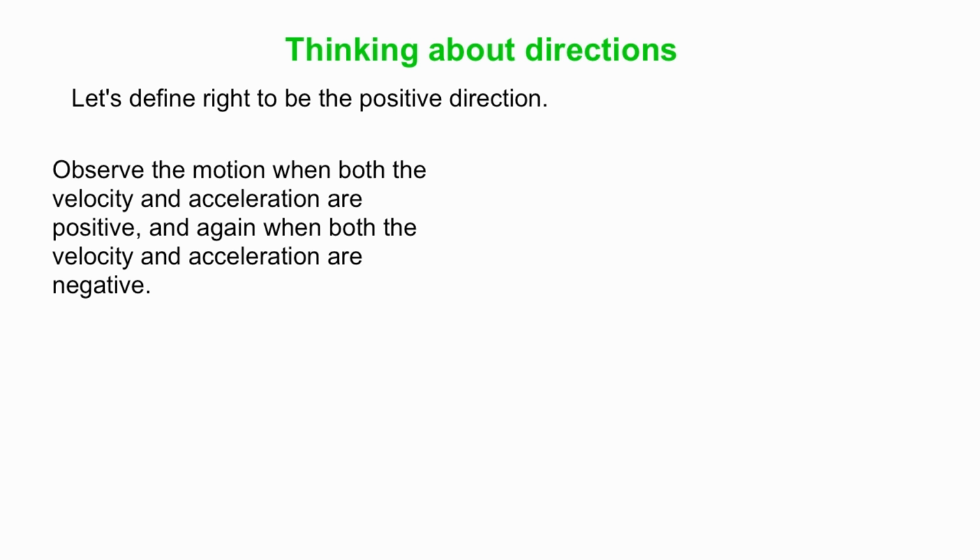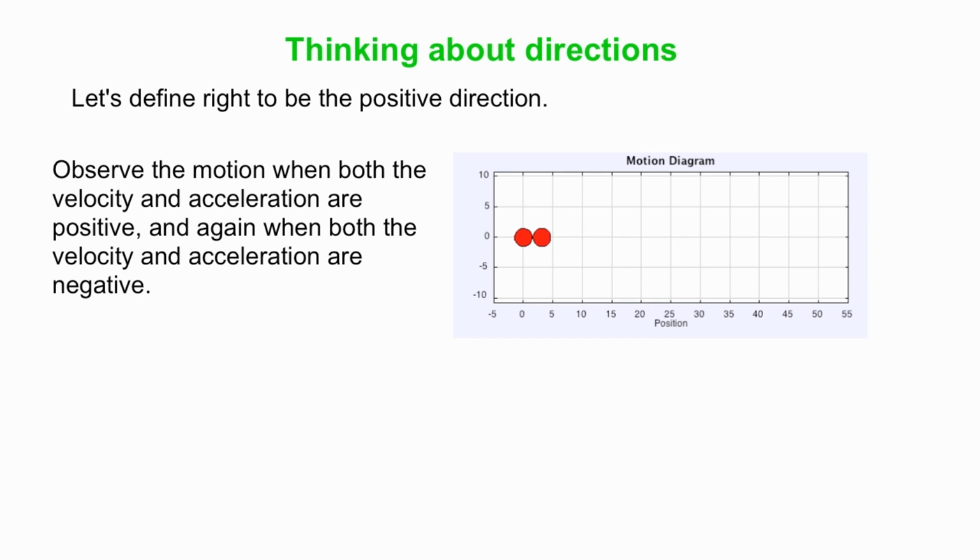Okay, so let's think about direction. Some people get confused by what acceleration positive or negative means. So here we'll define right to be the positive direction. And first we'll observe the motion when both velocity and acceleration are positive. In other words, they're both directed to the right. So the initial velocity was right, the acceleration is right. What you see on the motion diagrams, the dots get further and further apart as time goes by.